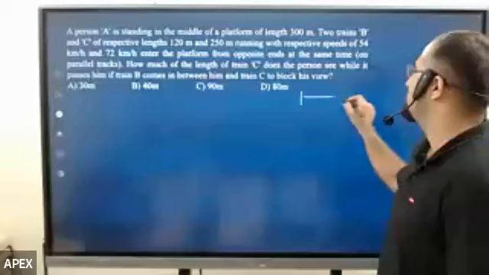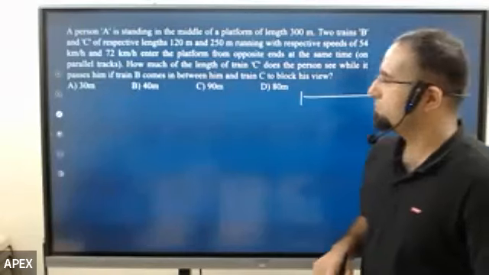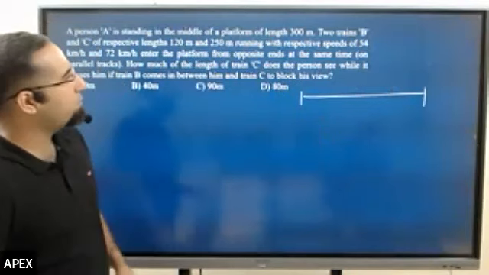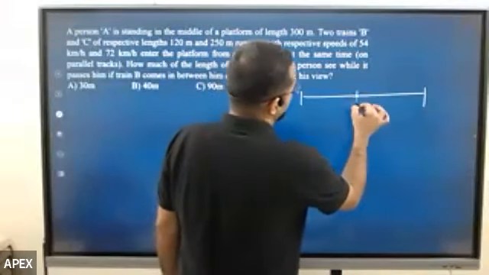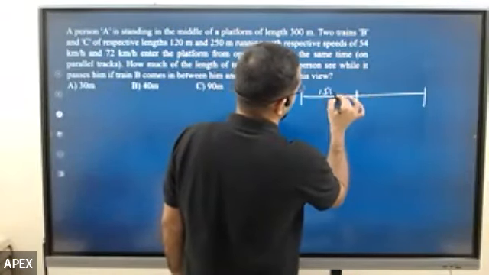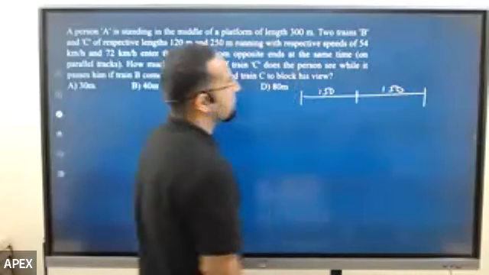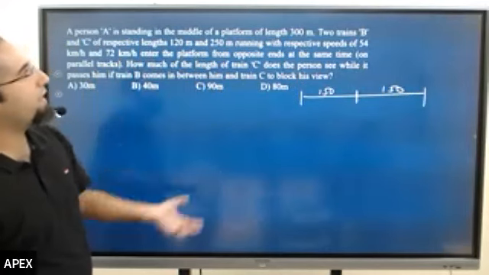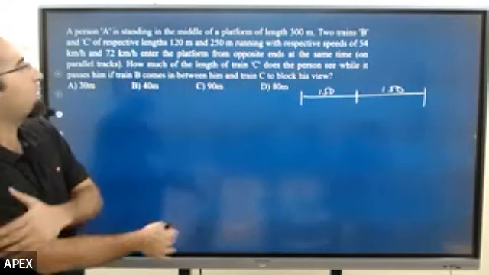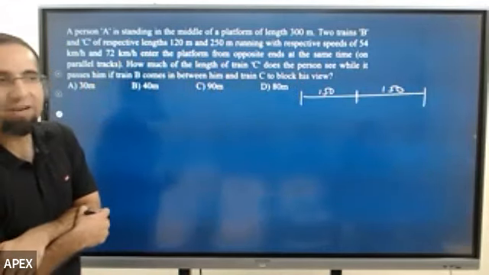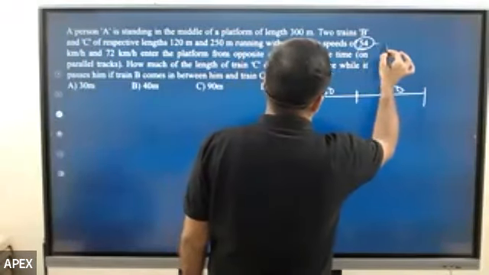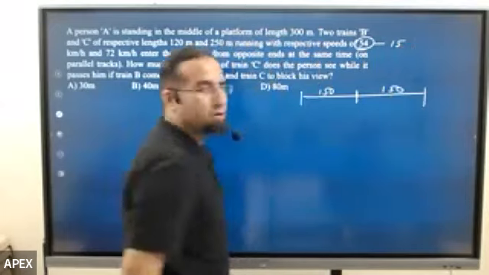It just says clearly that a person A is standing in the middle of the platform of length 300 meters. That means he's standing at 150 meters from each side. Now, two trains B and C, with lengths of 120 and 250, are coming at 54 kilometers an hour and 72 kilometers an hour. 54 kilometers an hour is 18 into 3, that means 15 meters per second.